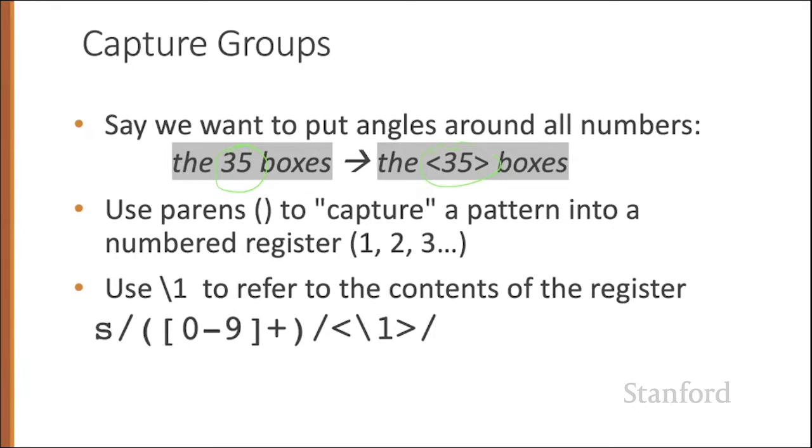We can use parentheses to capture a pattern into a register, and the registers will have numbers. And we can refer to them by their number. So \1 will be whatever's in register 1. So in our substitute command, in the first string here, these parentheses mean take the regular expression, in this case for a digit sequence, and put it in register 1. Register 1 because it's the first set of parentheses in our substitute. And then when we specify what to substitute it into, \1 means whatever we matched in the first set of parentheses, and then we can add the two angle brackets to transform our 35 to angle-bracketed 35.